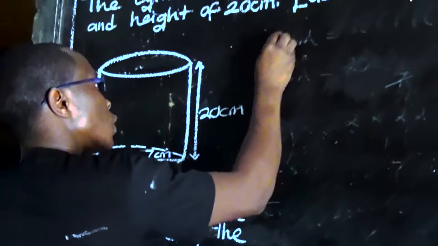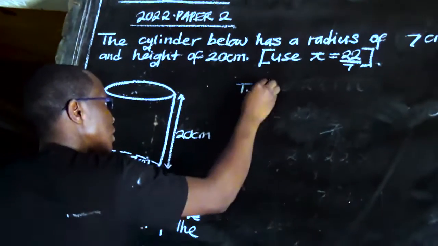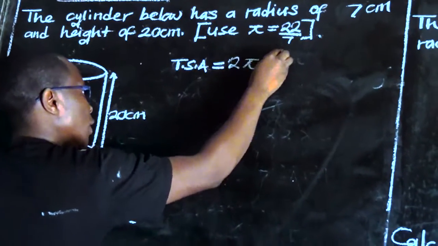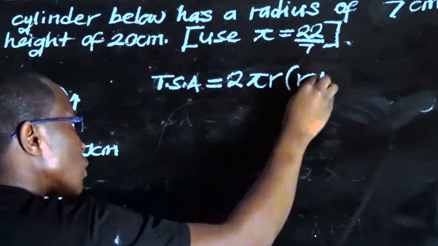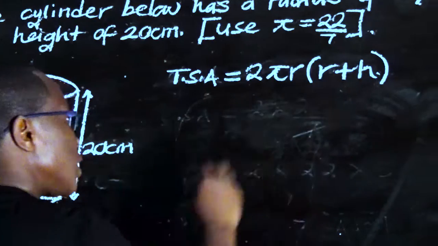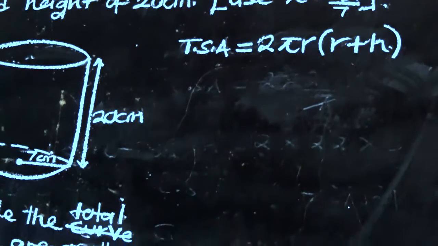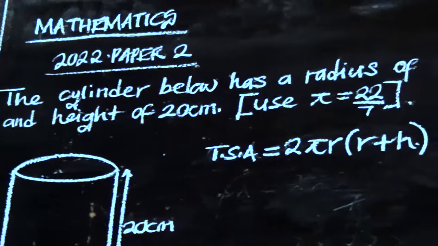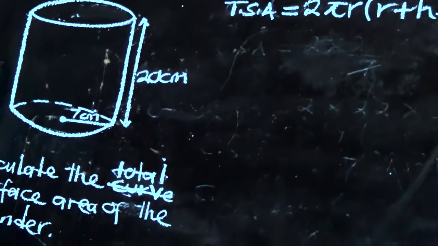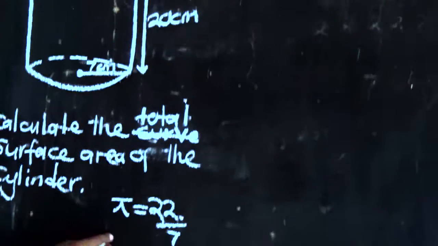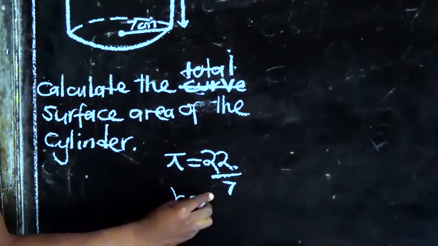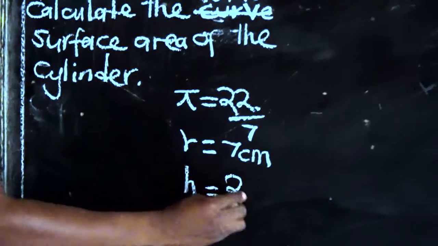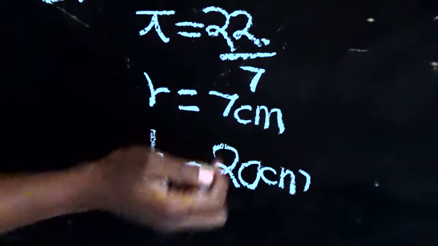So in this case, you just apply the formula. You say total surface area is equal to 2 pi r open brackets r plus h close. This is the formula we're going to use. Now in our case, we have been given the pi to be 22 over 7. Then the radius is what? 7 centimeters. And the height is what? 20 centimeters. This is what we have.